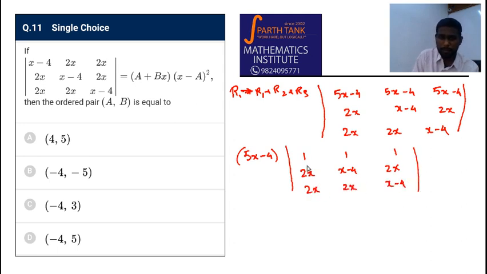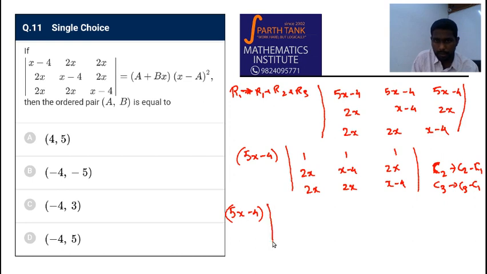Now the next step would be to make these two zeros before expanding this determinant directly. So I would do two more operations: column 2 replaced by column 2 minus column 1 and column 3 replaced by column 3 minus column 1. So 5x minus 4, 1, 0, 0. Let me keep this constant here. And if I subtract these two, I get minus (x plus 4) and 0 here. This will be 0, 0 and I get minus (x plus 4) here. So this determinant is easy, only the diagonal.